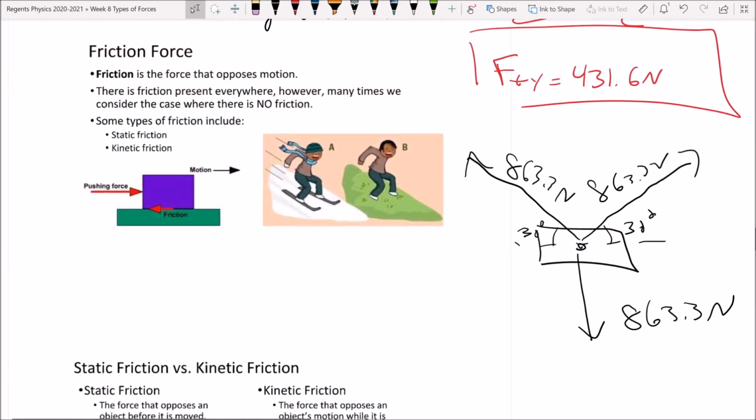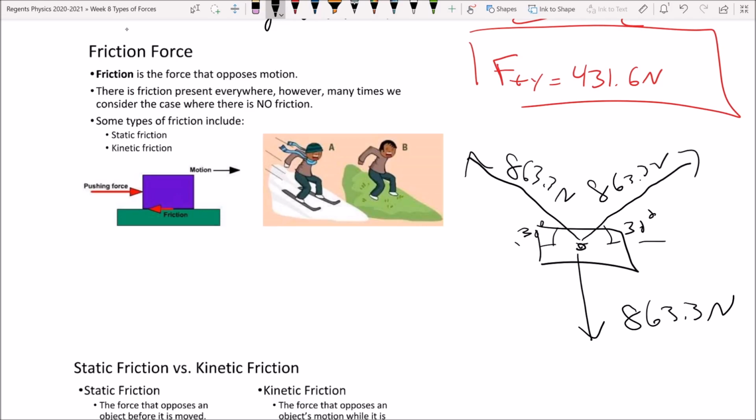So we're going to say friction is the force that opposes motion. If an object is moving to the right here, friction will point to the left. If an object is moving down, friction will point up. It always points opposite motion. And there's friction present everywhere. You can't get rid of friction.